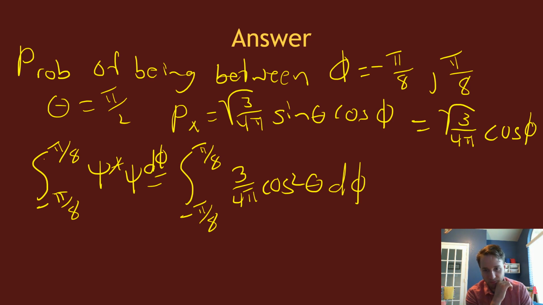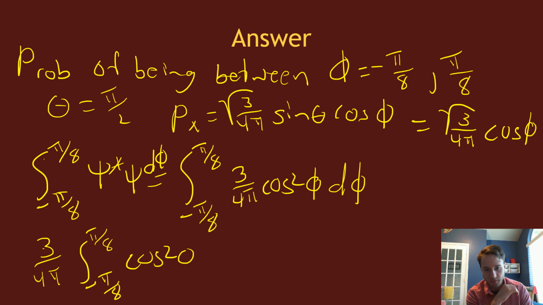It's not theta, and often we use theta more than phi in classes, so I always think of theta first, but it's phi here. That is the integral we're trying to solve. If I simplify a little bit, it's 3 over 4 pi, pulling out those constants, times the integral from minus pi over 8 to pi over 8 of cosine squared phi d phi. There's a bunch of ways you can solve this. You can use trigonometric identities to simplify cosine squared in terms of sines of 2 phi, or you can use integral tables, or you can just use Wolfram Alpha or something else to solve it.